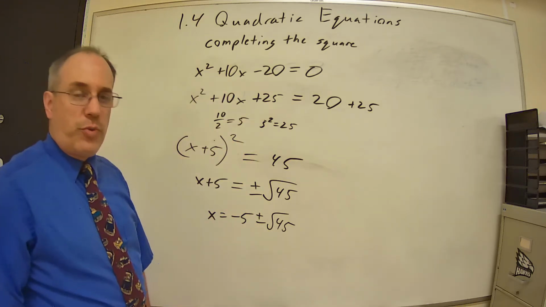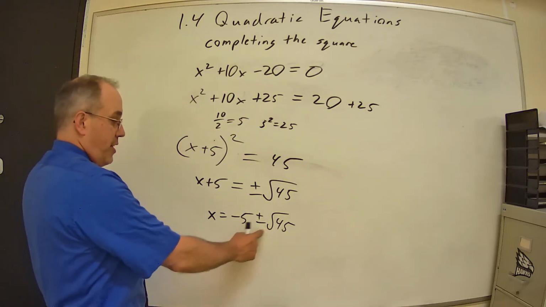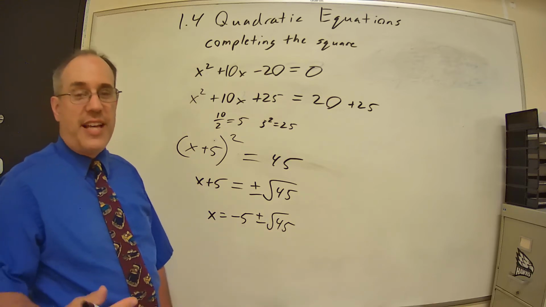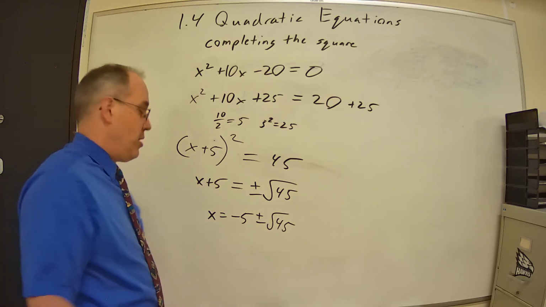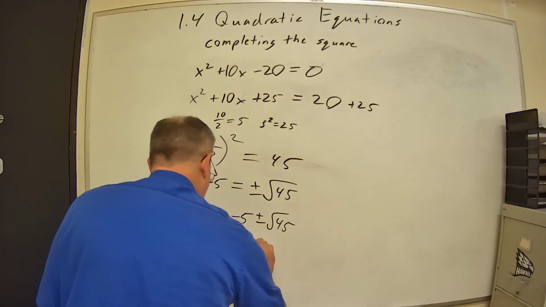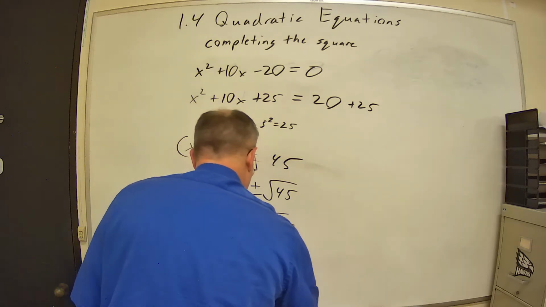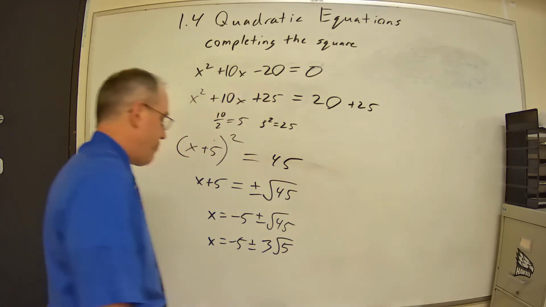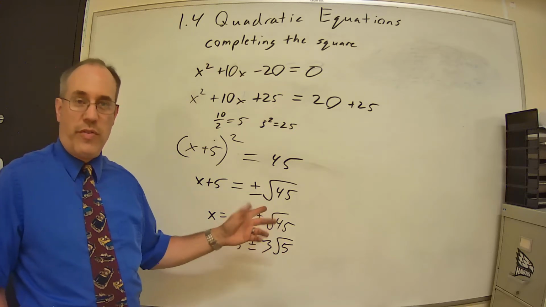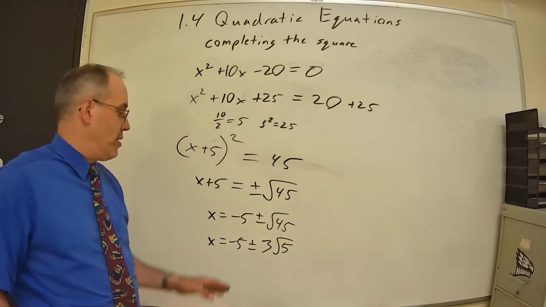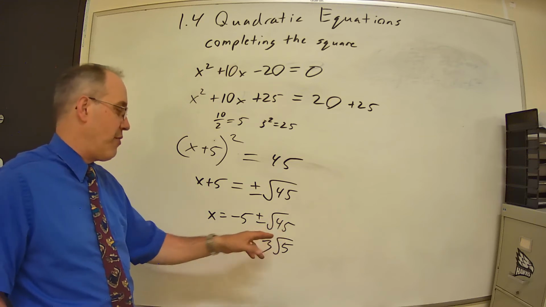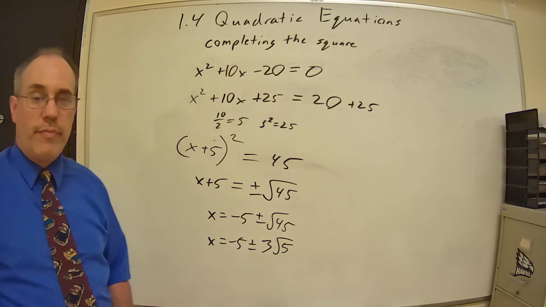But Mr. Davis, could we have done this the easier way? And actually, this can go a step further. 45 is 9 times 5. So I could clean this up just a little bit and say x is equal to negative 5 plus or minus 3 square root of 5. Right? 9 times 5 is 45, so square root of 9 is 3, so I can pull that out. So this would be the most complete way to do it. If I can pull something out of here, do so.